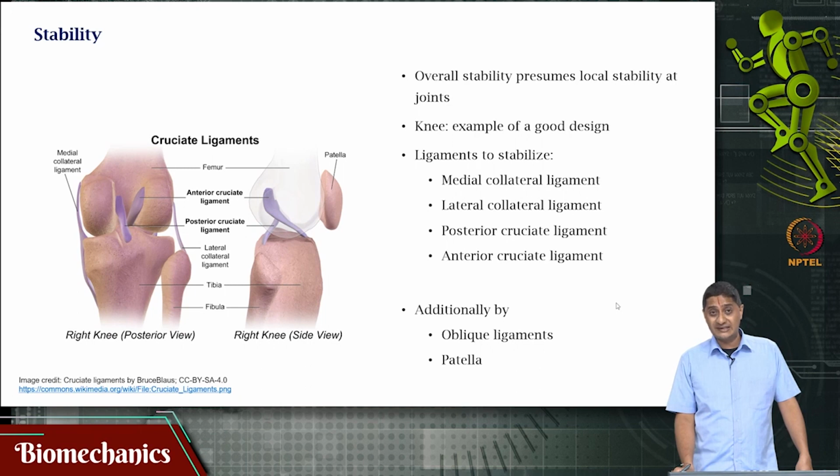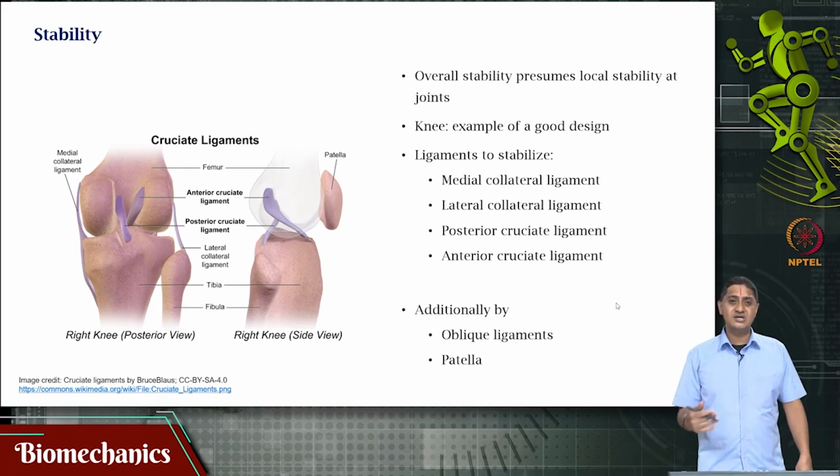Collateral ligaments means co-lateral. Co means these ligaments are on the same side; collateral means same side. So they connect on the same side. And then cruciate ligaments are ligaments that cross over. Cruciate means crossing ligaments. The crossing ligament on the back side is called the posterior cruciate ligament, and the crossing ligament on the front side is called the anterior cruciate ligament.